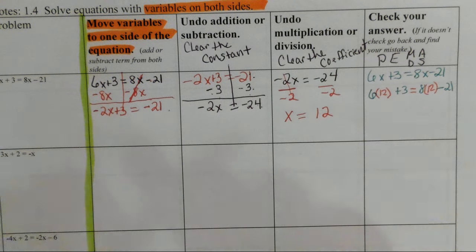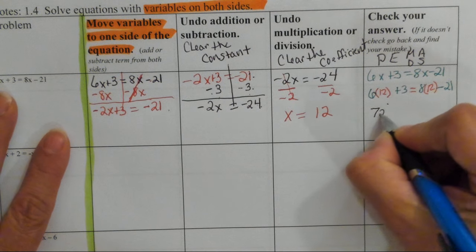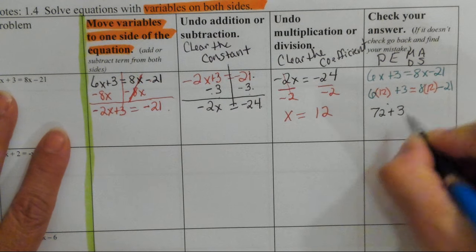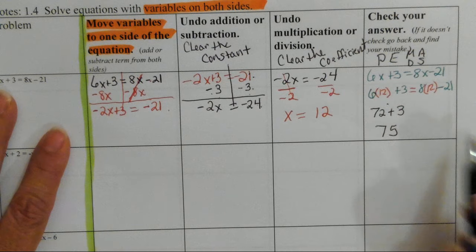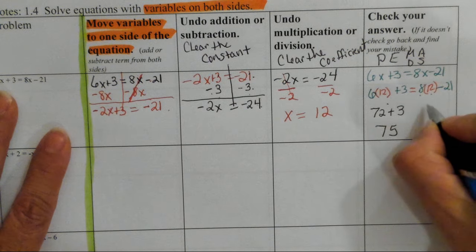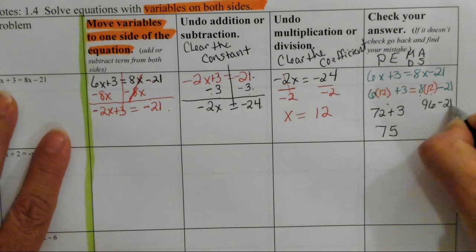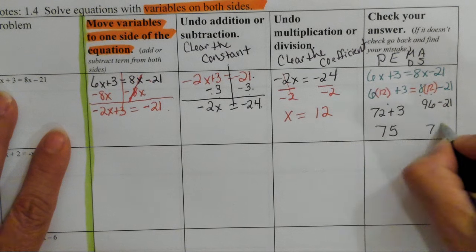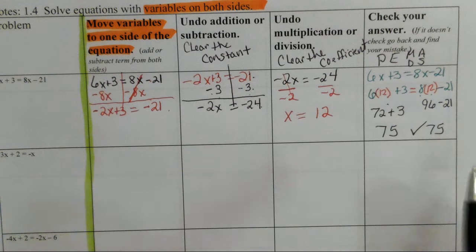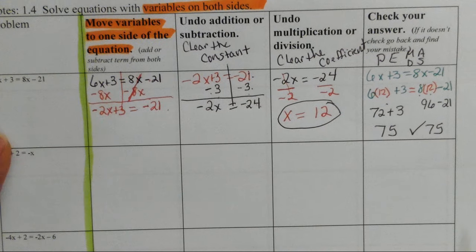So 6 times 12 is 72, and 72 plus 3 is 75. Now we got to make sure that that happens on this side. 8 times 12 is 96, and 96 minus 21 is 75. So that balances that equation, so I can say that 12 for sure is the solution.